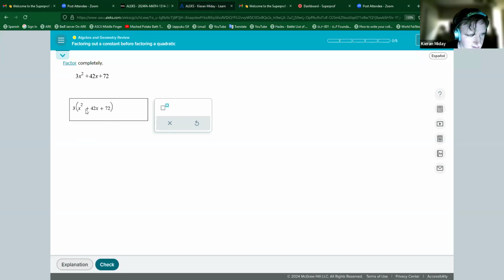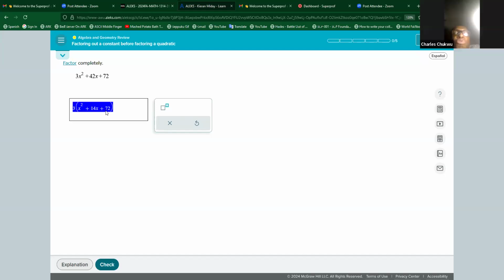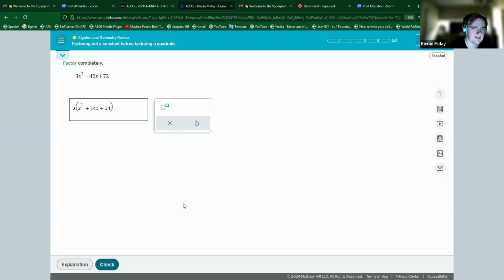All right, so 14. And then for that would be 24. Perfect. So we want two terms that can multiply into 24, but also add into 14.